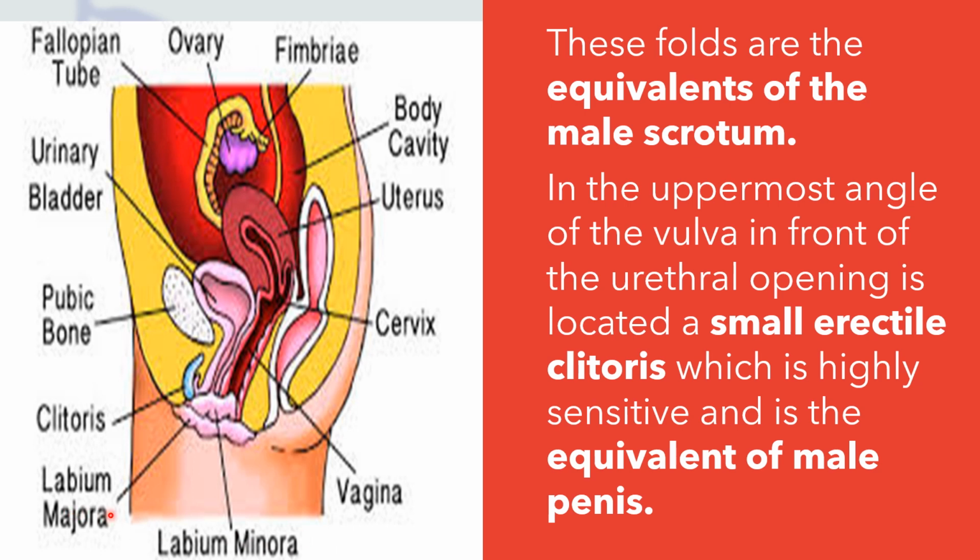Labia minora and labia majora, these folds are equivalents of the male scrotum. You know what the scrotum is. Those who have any doubt can go through the last video, reproductive system part 1. Then in the uppermost angle of the vulva, in front of the urethral opening, is located a small erectile clitoris, which is highly sensitive and is the equivalent of the male penis. Labia majora and labia minora are equivalent to the male scrotum.